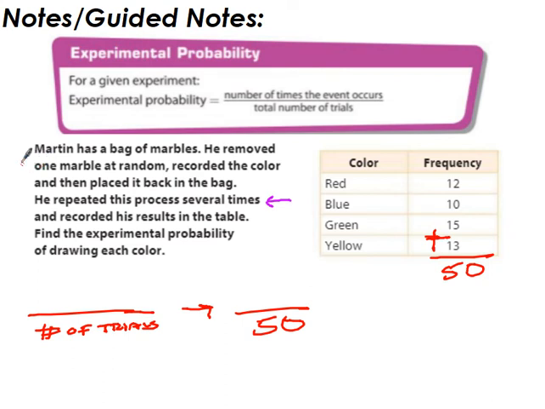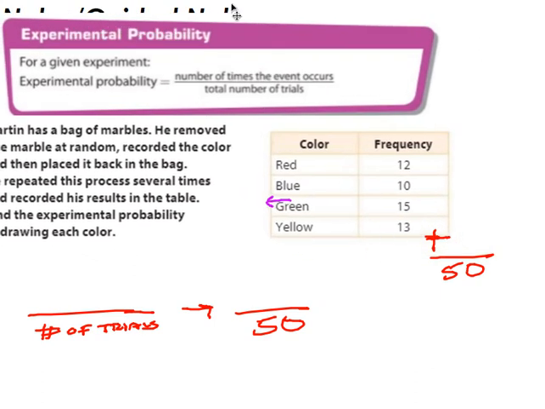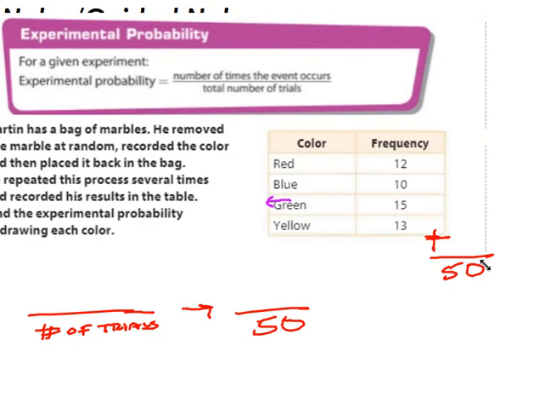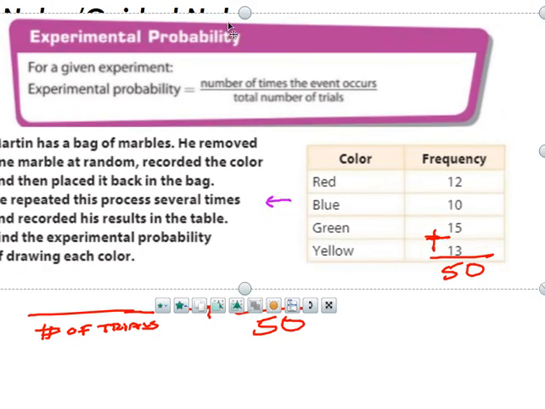Okay, so now I know my total number of trials is 50. The probability for each one of these, because that's what it's asking us, find the experimental probability of drawing each color, is going to be out of 50 each time. Here's what I mean by that. I want to make this a little bit bigger for you guys, because that'll make it easier for me to write. That's better.